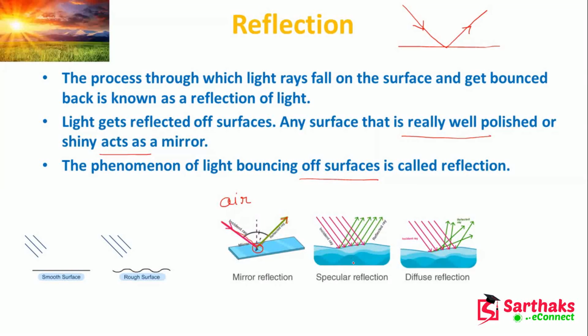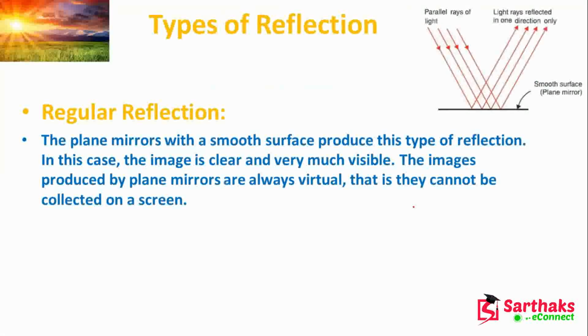Now here you can see that if this is a very smooth surface, then it is specular reflection, and this is the diffuse reflection. I will discuss these two things. So let's proceed. Now, types of reflection.